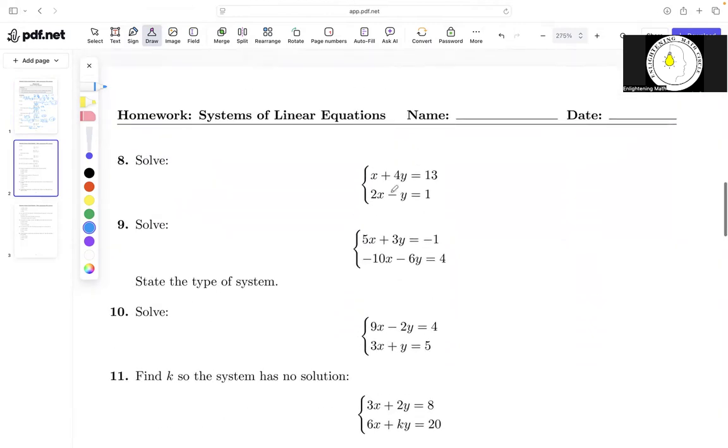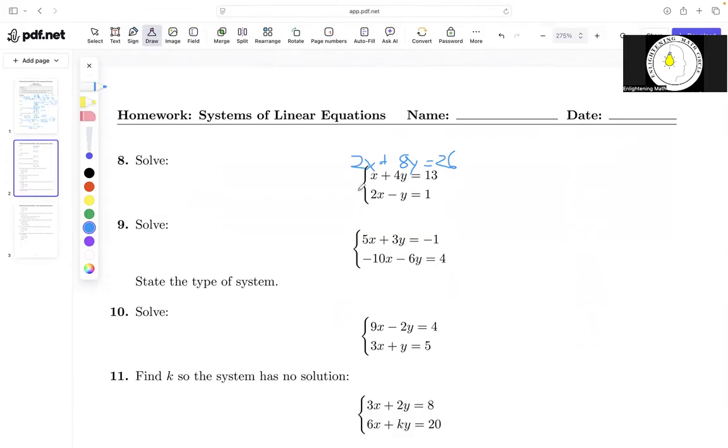So once again, let's just go over this. So make this 2x plus 8y equals 26.